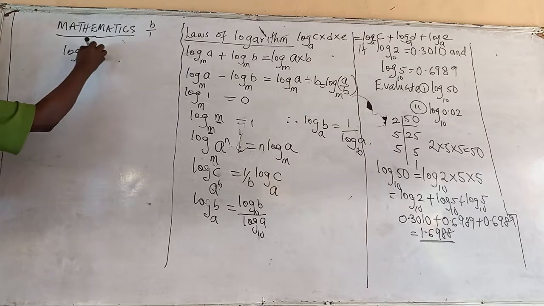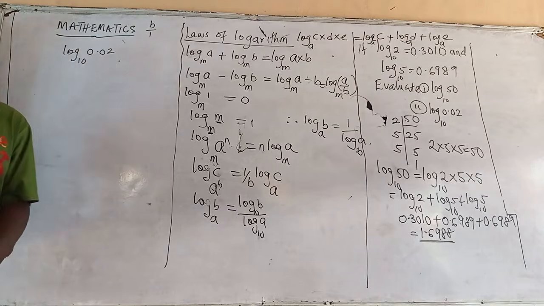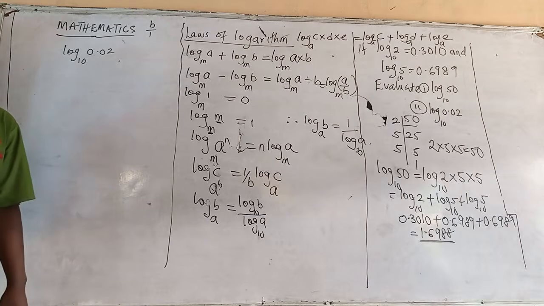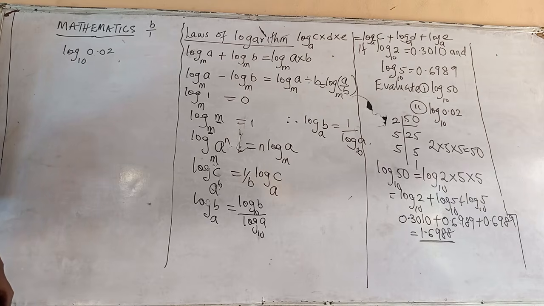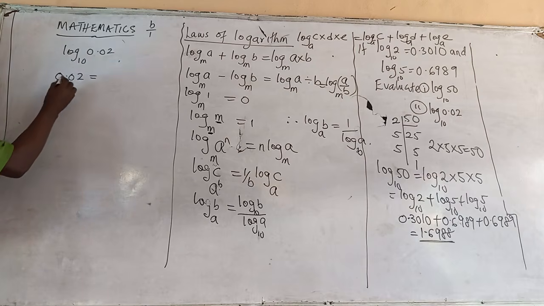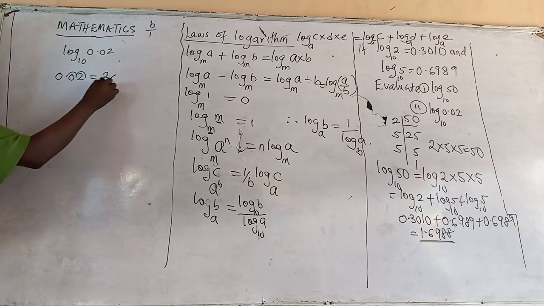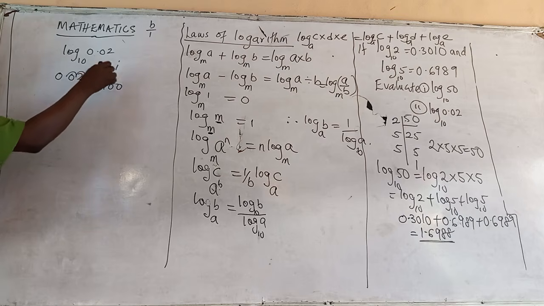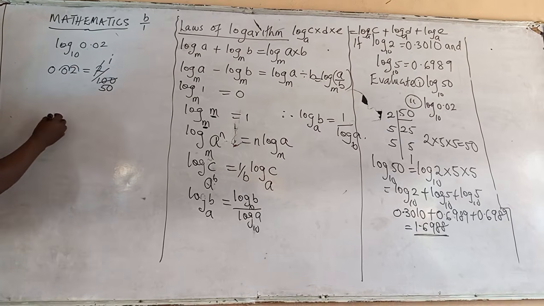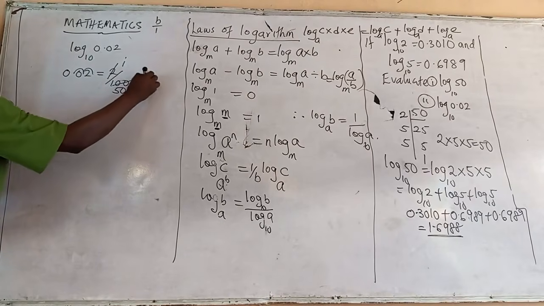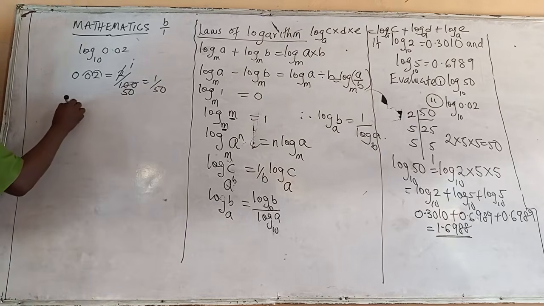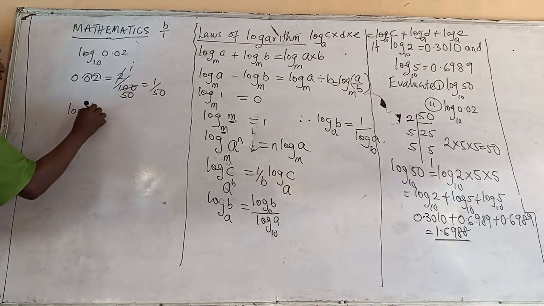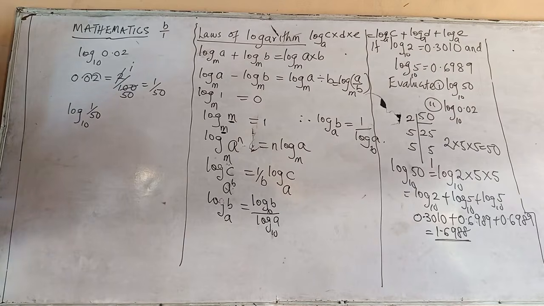Log to base 10 to the power of 0.02. Look at it. Sometimes you pause the video. Don't forget 0.02 is equal to 2 over 100. Is it not 2 over 100? Then this one, 2 here. 2 here. You understand me? So that means it will be 1 over what? That means I would have log to base 10 to the power of 1 over 50 now. Is that not so?